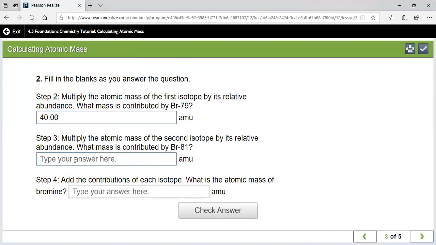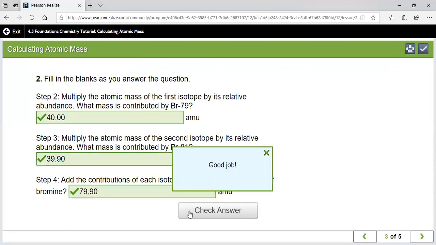On the other side, if I multiply the other one, it will be 80.92 times the abundance in decimals, which is 0.4931, and we'll get 39.90. If I add them together, we'll get 79.90, and that will be the answer. Let's check. Yeah, that's a good job too.